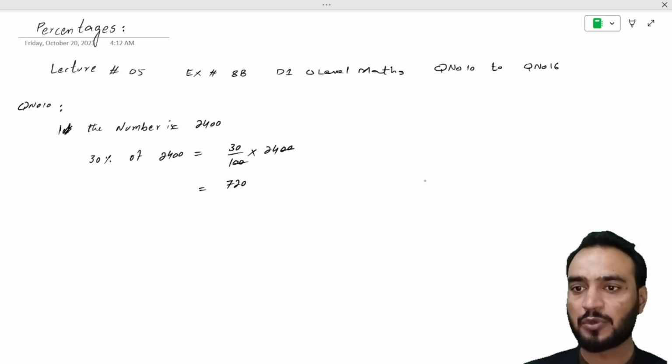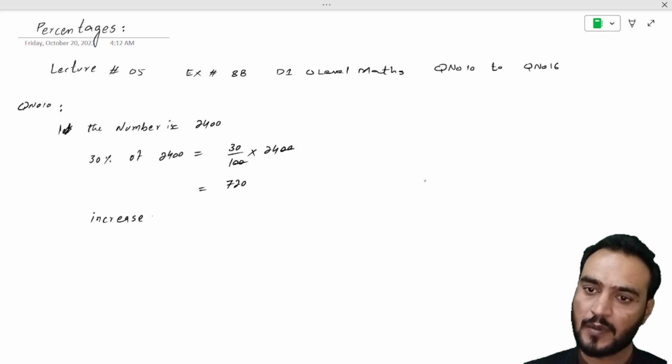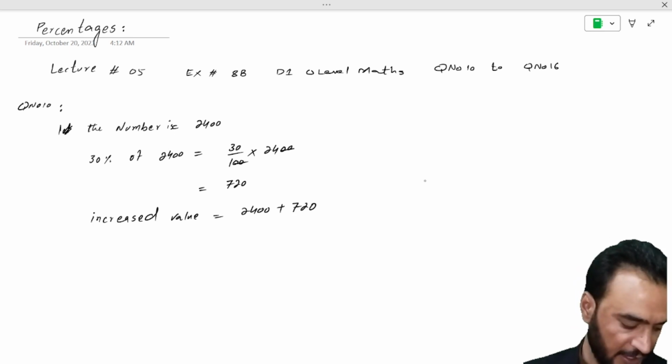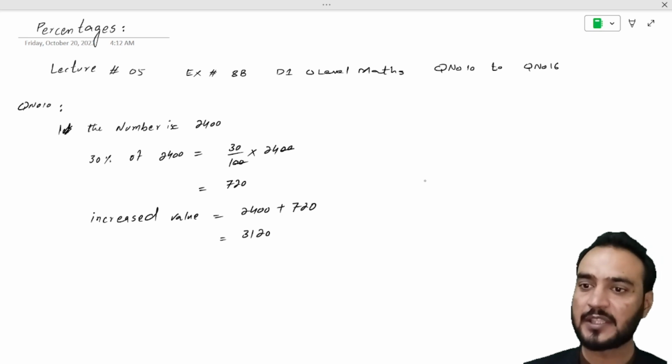So let us increase 2400 by 720. Increased value is equal to 2400 plus 720. Adding 720, we get 3120. So this is the increased value.